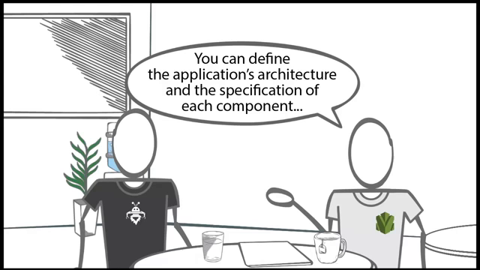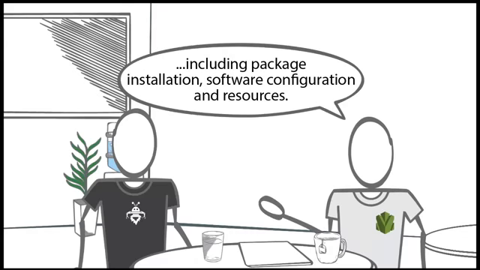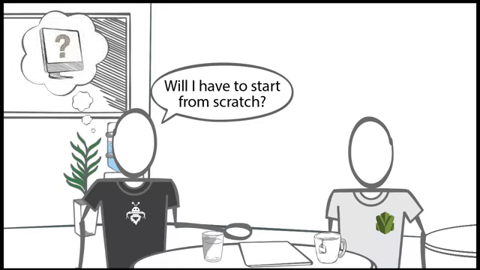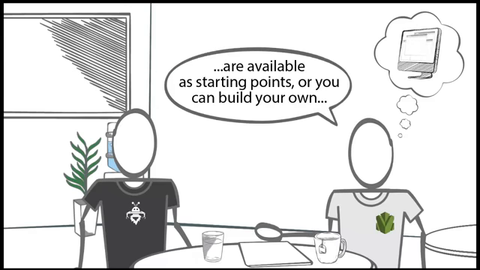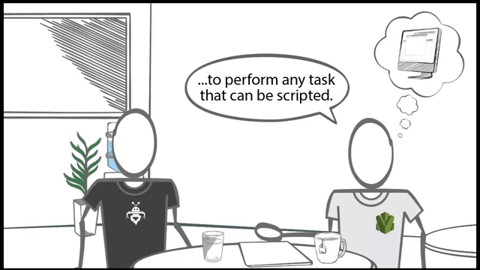How much control do I have on applications that are managed with AWS OpsWorks? You can define the application's architecture and the specification of each component, including package installation, software configuration, and resources. Will I have to start from scratch? Templates for common technologies, like application servers and databases, are available as starting points, or you can build your own to perform any task that can be scripted.